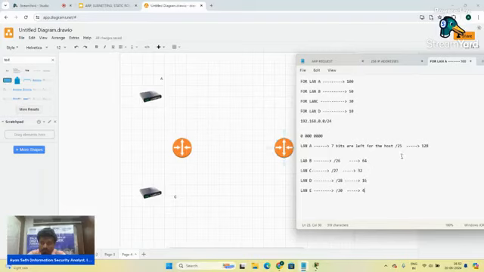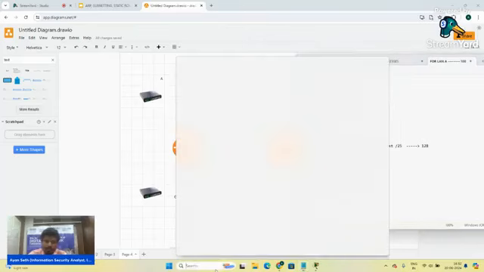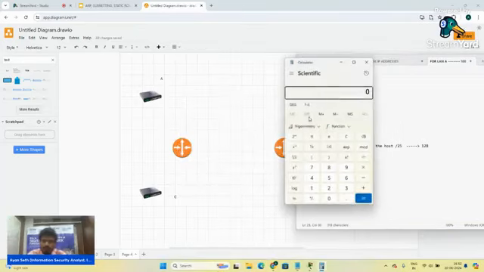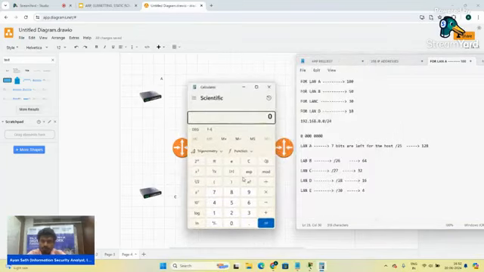After that, 52 plus 64. That means 116, and 116 plus 128. Let's do it in the calculator, it will be easier. Okay, so 52 plus 64 plus 128. So that is 244.